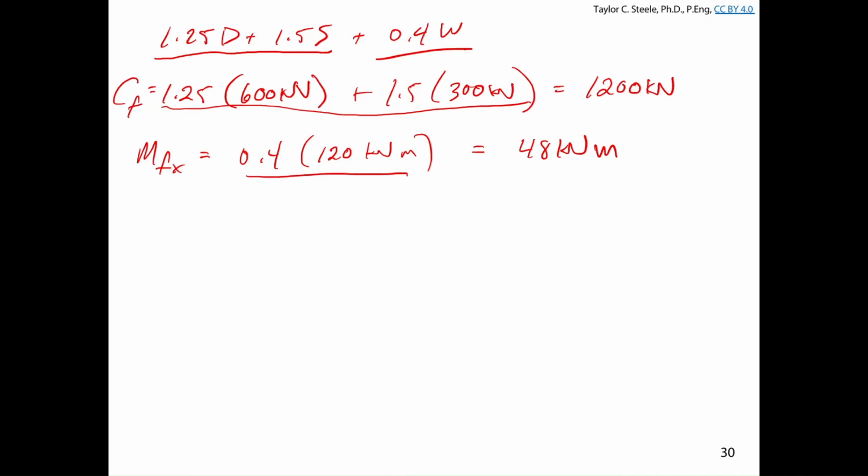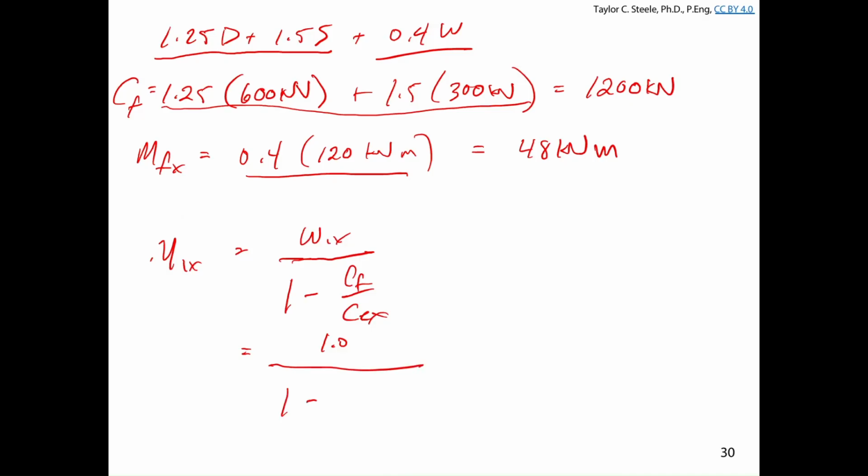Okay. So we need to look at, for this load case, what's U1x? U1x is equal to omega 1x over 1 minus Cf over Cex. Now we have all those terms. It's 1 divided by 1 minus 1,200 divided by Cex, which was 5490. And we end up with a U1x value for this particular case of 1.28.